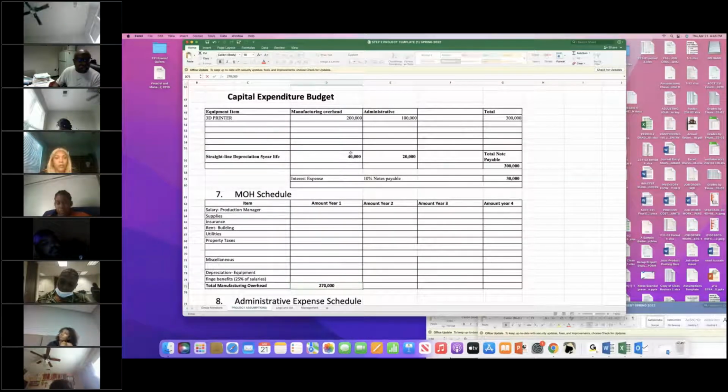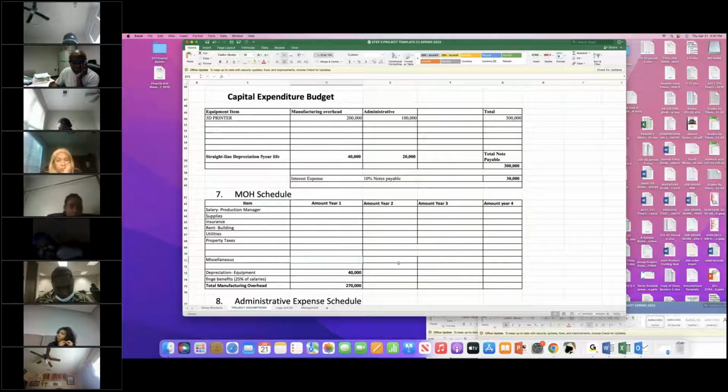40,000 of that depreciation comes in here. The other costs, you'll be creating those. And I'm just saying the depreciation comes from there. And this is going to be the same for years. So now we got interest expense of 30, manufacturing overhead 270.